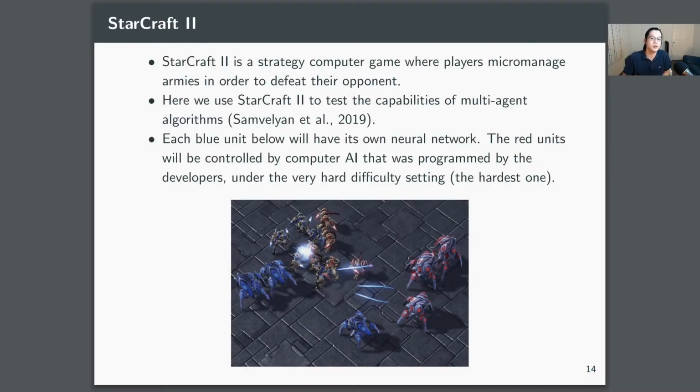Now I'll talk about the StarCraft 2 environment, which is a strategy game where players micromanage armies in order to defeat their opponent. If we take a look at the screenshot here, we see that these agents are non-homogeneous, and there are 8 of them. Now the blue units are us, and behind each unit will be an individual neural network controlling it, and they'll be trained by SESMA. The red units are computer AI that was programmed by the developers, and we set the difficulty setting to be the hardest difficulty setting. Here I'll show you a video of the environment running where the blue units are trained by SESMA.